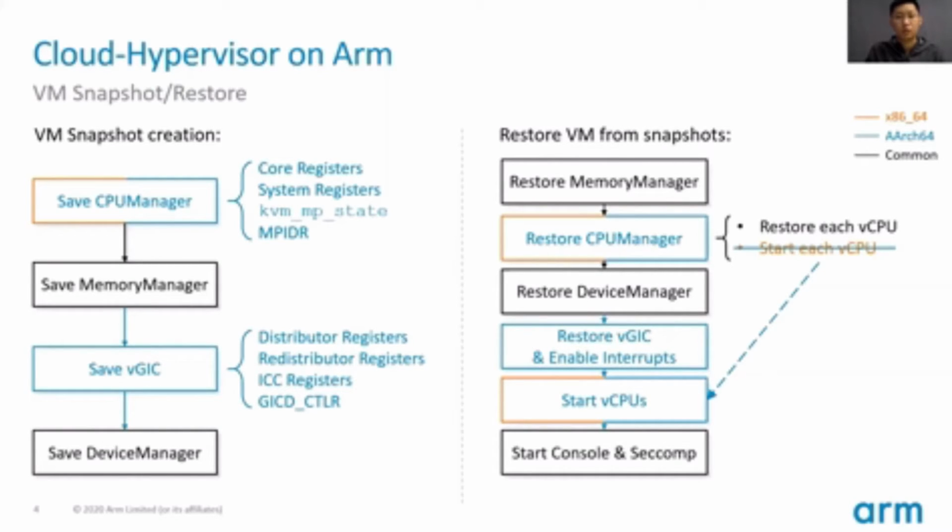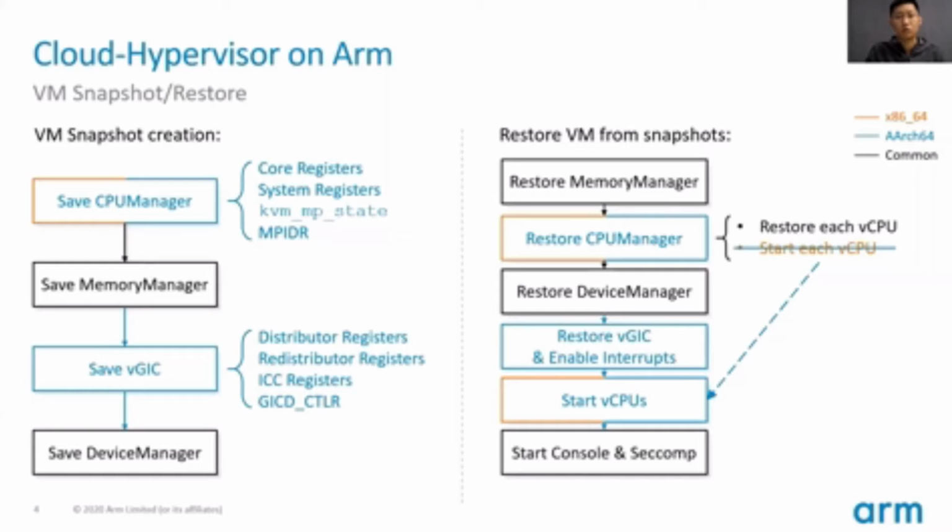Also, a crucial step of saving the VM on AArch64 platform is saving the states of the VGIC device, namely saving the distributor, redistributor, and ICC registers, as well as the GICD control register. This step should be executed between saving the memory manager and saving the device manager.